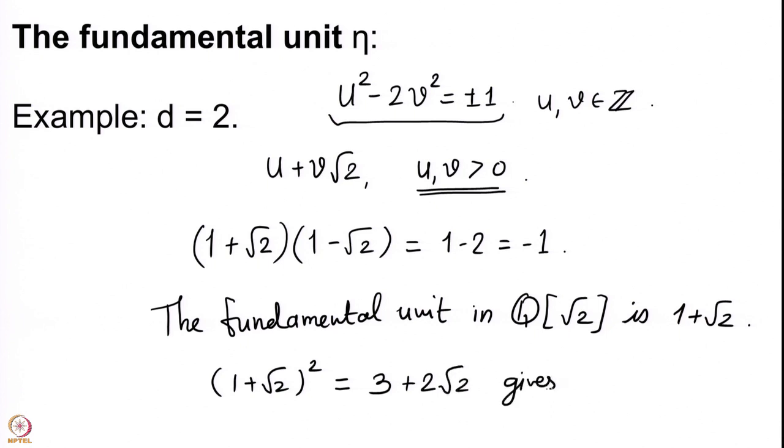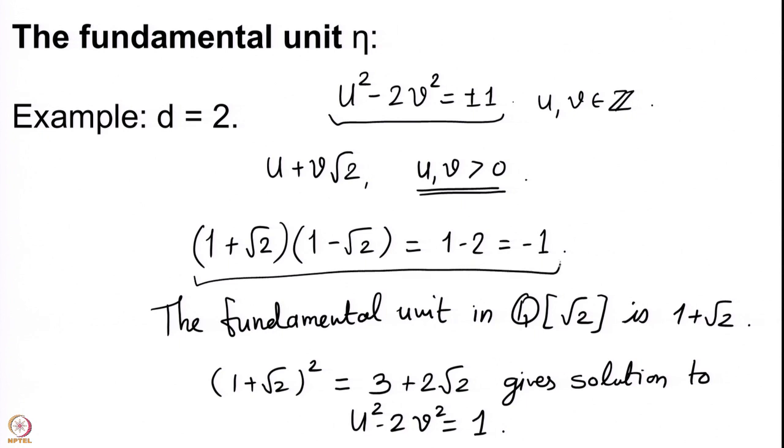This gives a solution to u square minus 2v square equal to 1. Here we had that this was a solution to u square minus 2v square equal to minus 1. But now we have a solution to u square minus 2v square equal to 1. 3 square is 9, 2 square is 4, 2 times 2 square is 8, and 9 minus 8 is 1. So, this is how for the simplest case we have found the solution.